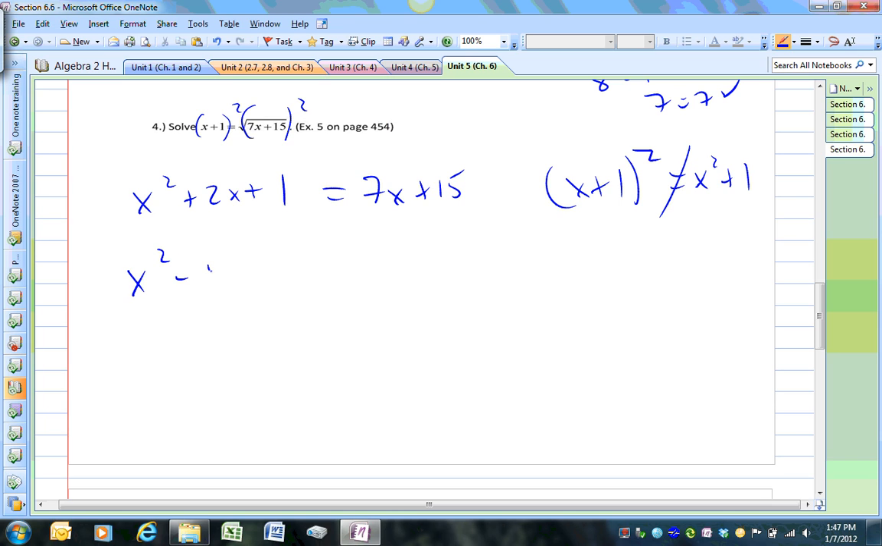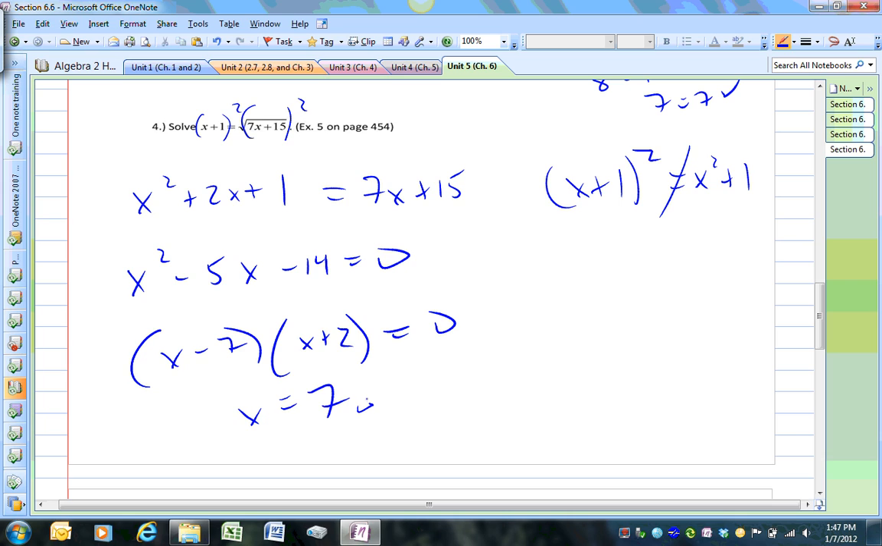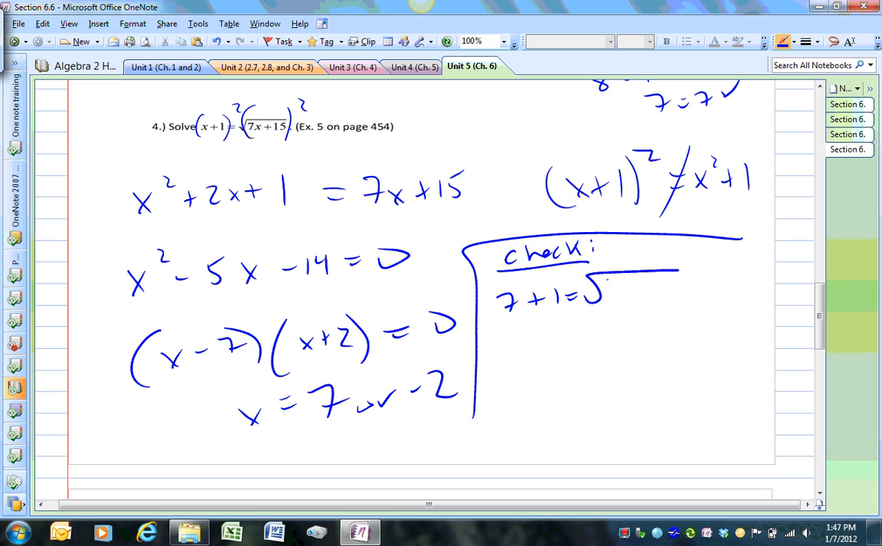Move things around. Factor. And we get 2 answers. But I'm usually suspicious when I see 2 answers. So if I check, 7 plus 1 equals root 7 times 7 plus 15. 8 equals root 49 plus 15, root 64. So that works.